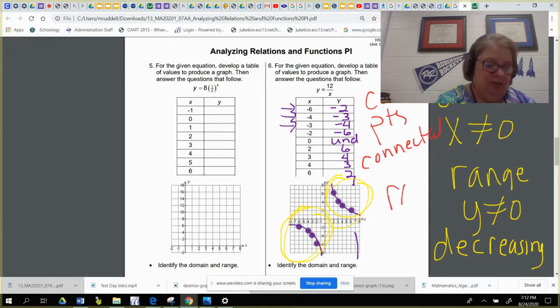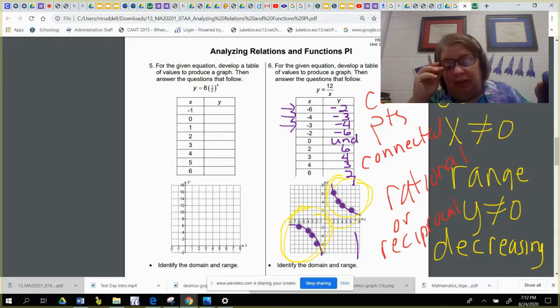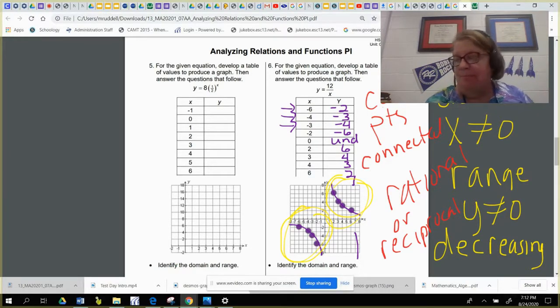And what parent function? It's the rational parent function or the reciprocal. You can recognize that from the equation because it has a variable in the denominator, and you can recognize it from the graph because it has two parts. Okay? All right.